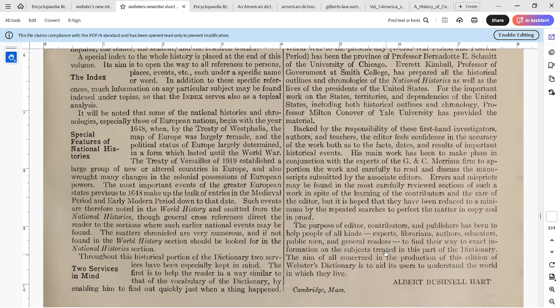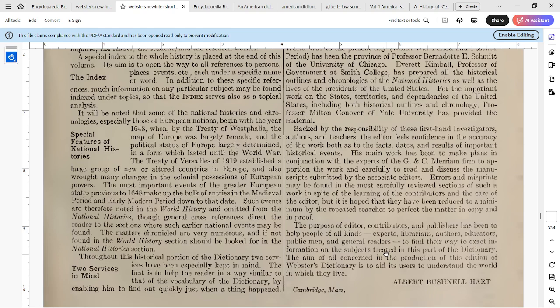Backed by the responsibility of these first-hand investigators, authors, and teachers, the editor feels confident in the accuracy of the work both as to the facts, dates, and results of important historical events. His main work has been to make plans in conjunction with the experts of the G&C Merriam firm to apportion the work and carefully to read and discuss the manuscript submitted by the associate editors.